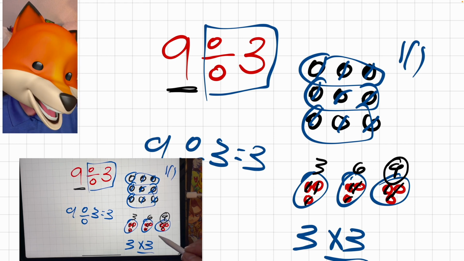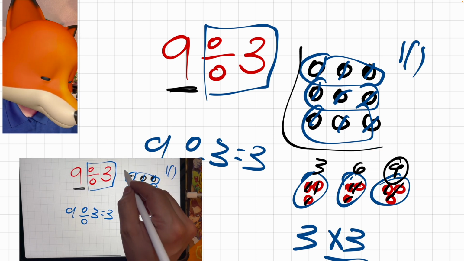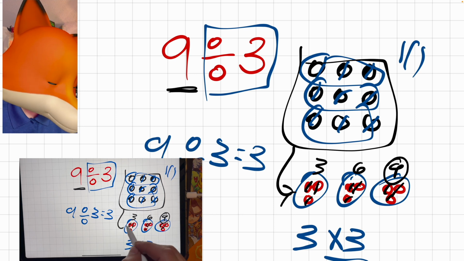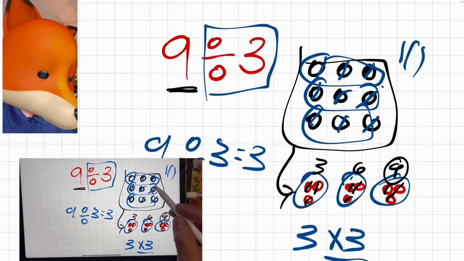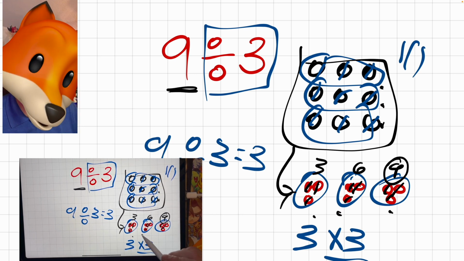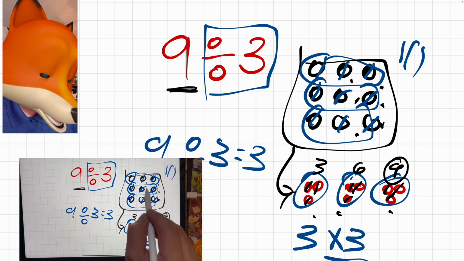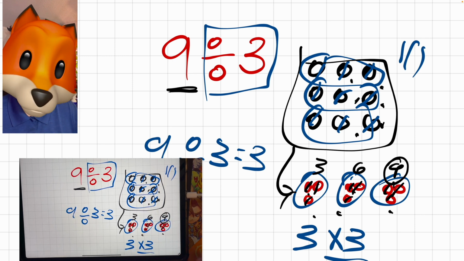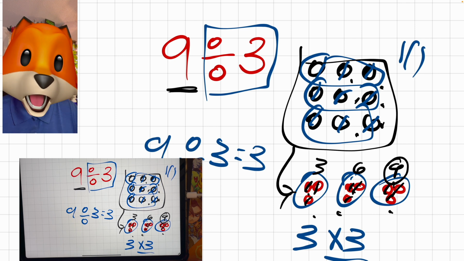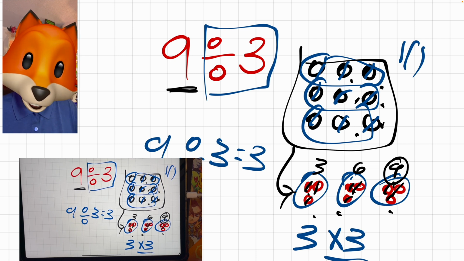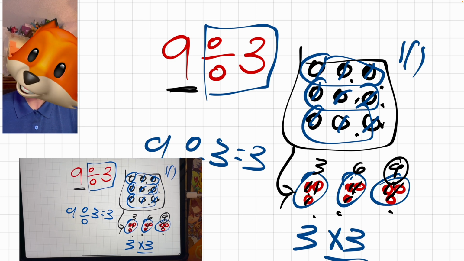And if you take a really good look, these 2 pictures actually look very similar. 3 groups, 3 groups. Each one has 3. That's because multiplication and division are just inverses of each other. One, you put groups together to get a total. The other one, you take groups out of a total.